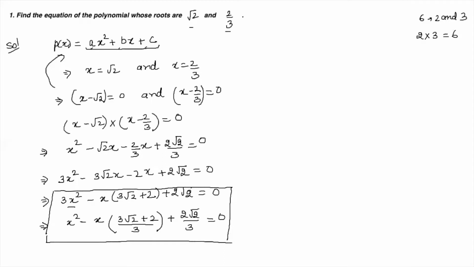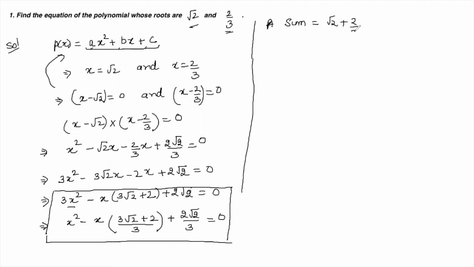Fine. Now one thing that you need to note here is, see, we already have the roots, root 2 and 2 by 3, right? So if I find the sum of the roots, what would be the sum of the roots? Root 2 plus 2 by 3, that is equal to 3 root 2 plus 2 by 3, right? And the product of the roots is equal to root 2 into 2 by 3, that is equal to 2 root 2 by 3. Now can you just relate to this what we have found earlier? See, here it is 3 root 2 plus 2 upon 3, that is equal to the sum of the roots, and here it is 2 root 2 by 3, that is equal to the product of the roots.